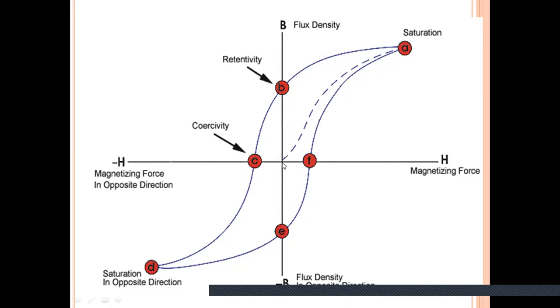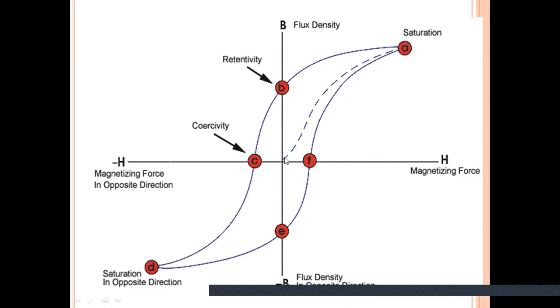Here you can see this is at zero. I have considered this point, and suppose you are at this point and you start the application of the external magnetic field. Let us suppose a zero magnetic field is applied to the ferromagnetic material, and we increase the magnetization force along the x-axis. Then the graph increases slightly, like this. The graph increases as the magnetization force increases.